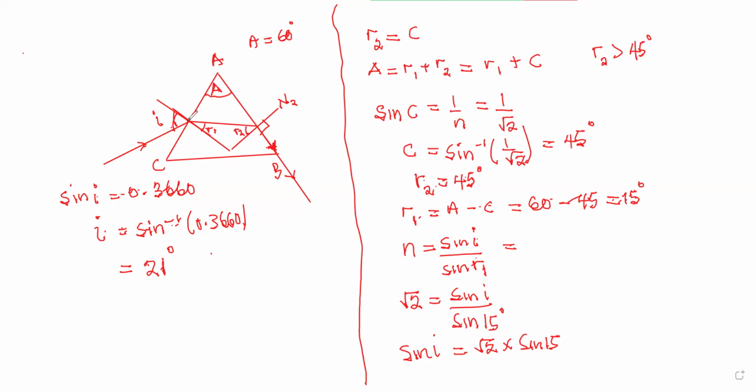But to get the requirement for total internal reflection, you must get the minimum angle of incidence, which is this 21. Anything greater than 21, total internal reflection would occur within the prism. Are you okay?